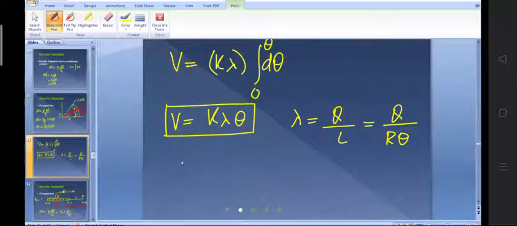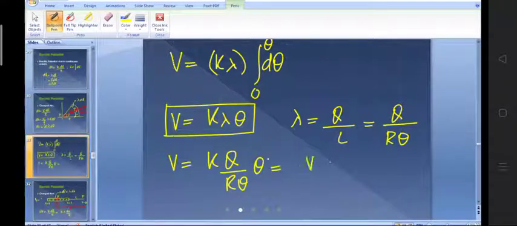Fine. That means I can write it like this as well. V is equal to k. What will we write in place of lambda? Q divided by r multiplied by theta. Then here it is theta. Theta will cancel. So potential V will be equal to what? So this implies that the potential V will be equal to kq divided by r.